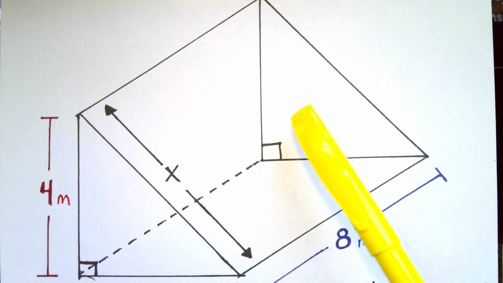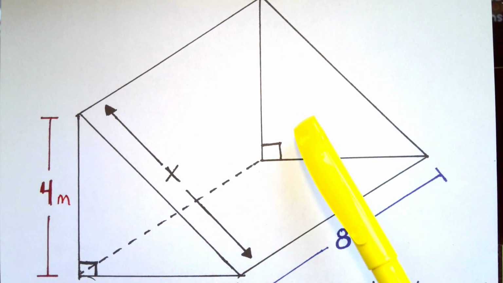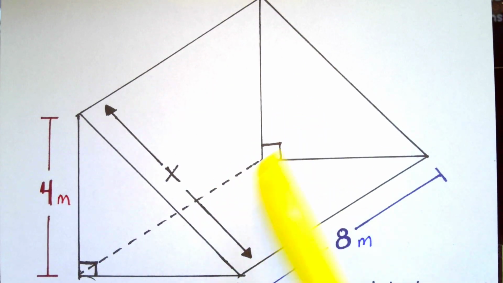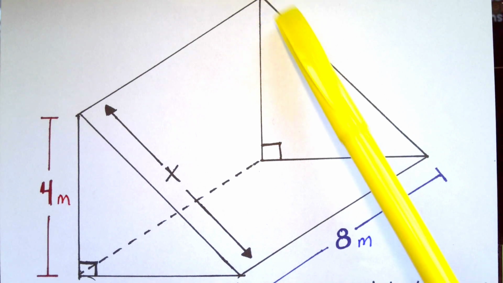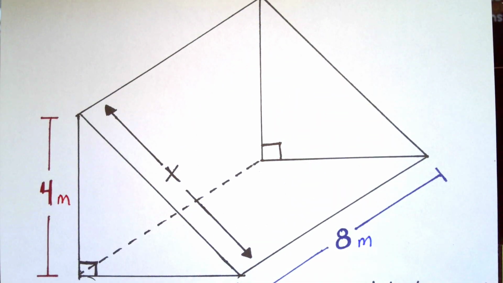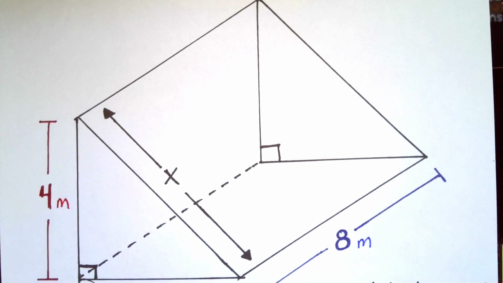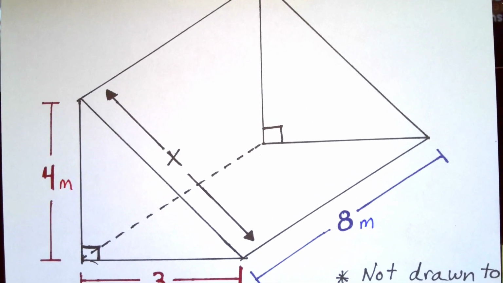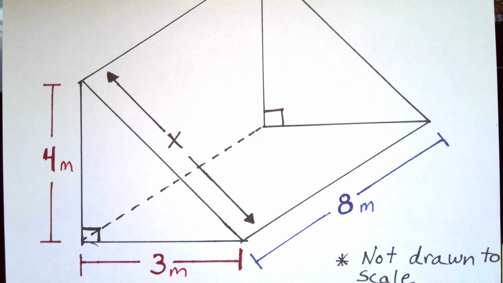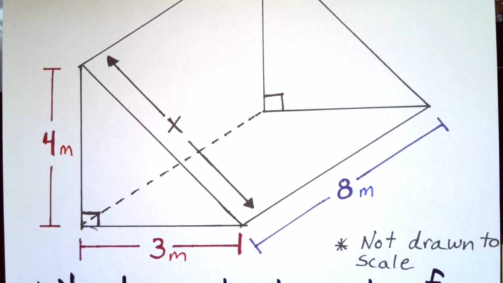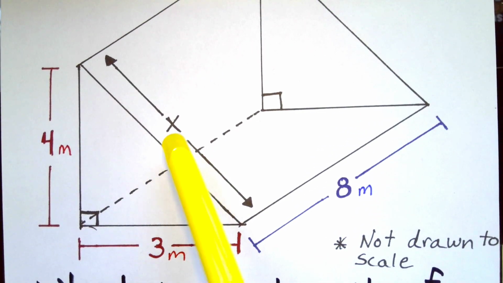So if you can see here, we've got two bases. They're both right triangles. And then there's also 1, 2, and 3 rectangular shapes. So it's really important you understand that moving into answering some of these questions. For this particular question, we're going to focus on solving for x.